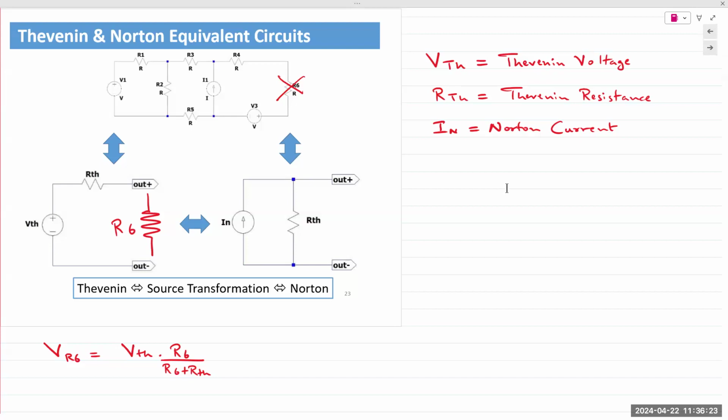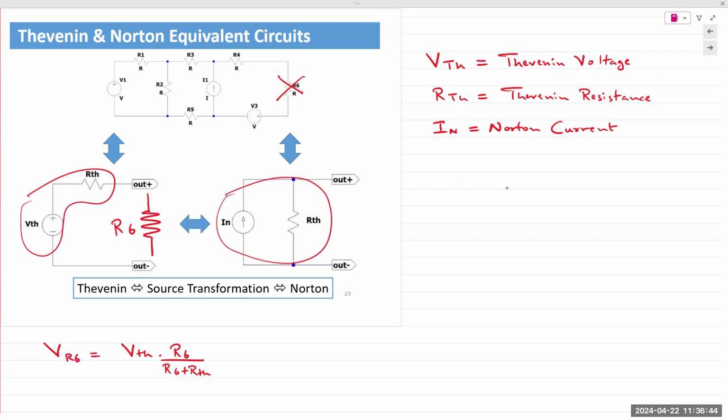Both of those state that you could take a large circuit comprised of voltage and current sources and linear components like resistors, and you could represent the entire circuit as a single voltage source in series with a resistor, or as a single current source in parallel with a resistor.